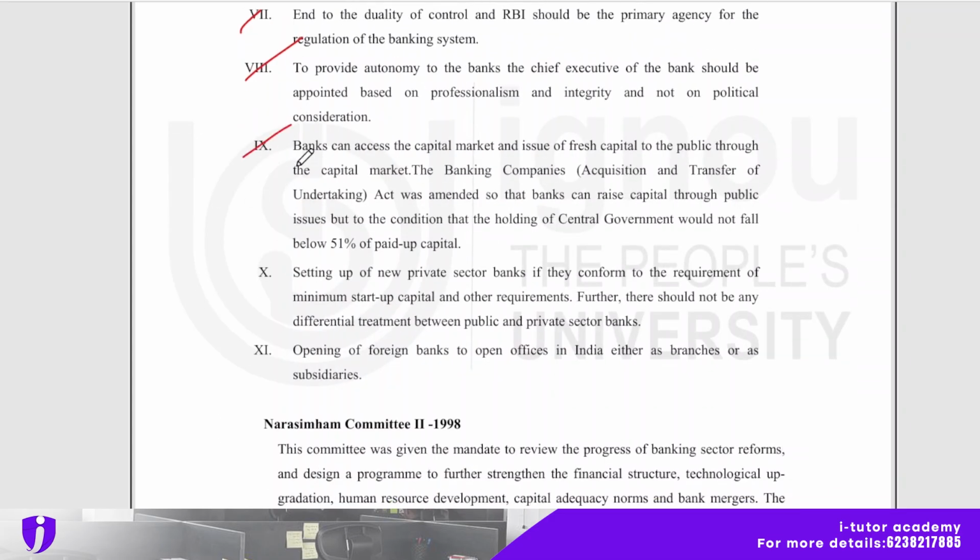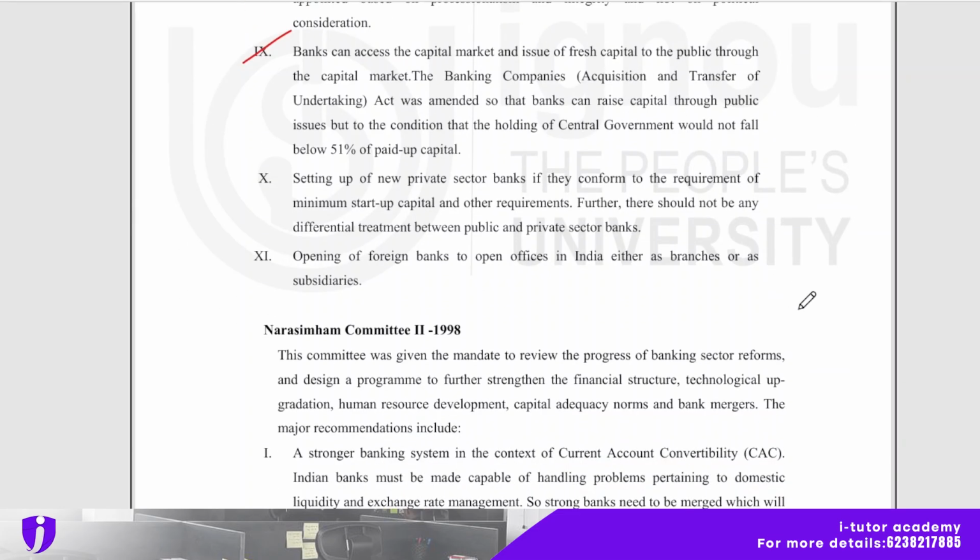And next one is bank can access the capital market and issue fresh capital to the public through the capital market. The Banking Companies Acquisition and Transfer of Undertaking Act was amended so that banks can raise capital through public issue, but on the condition that the holding of central government would not fall below 51% of paid up capital.